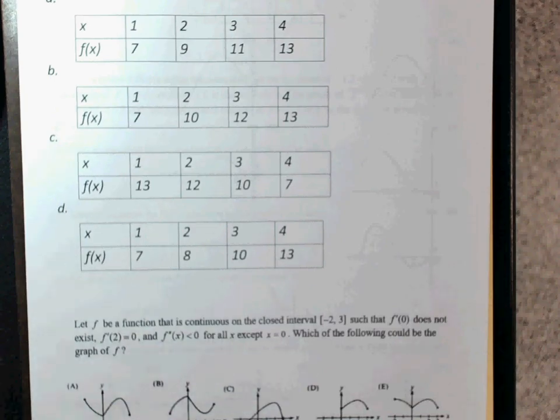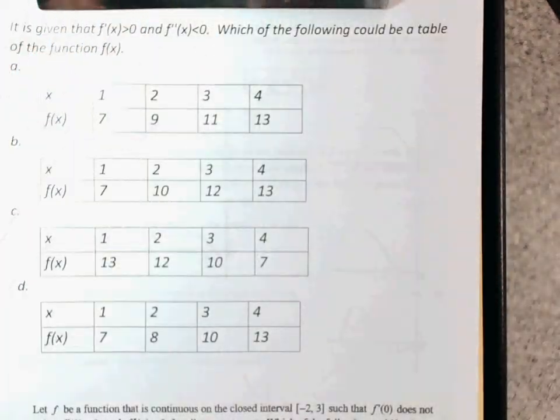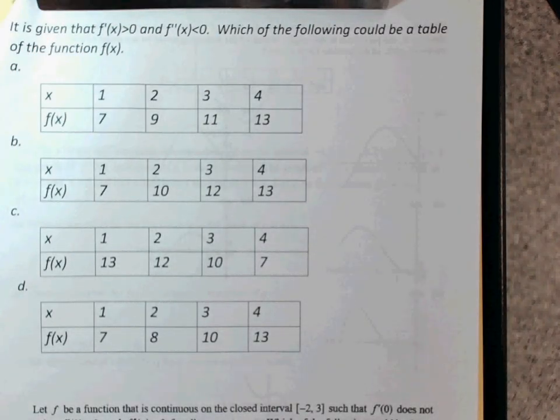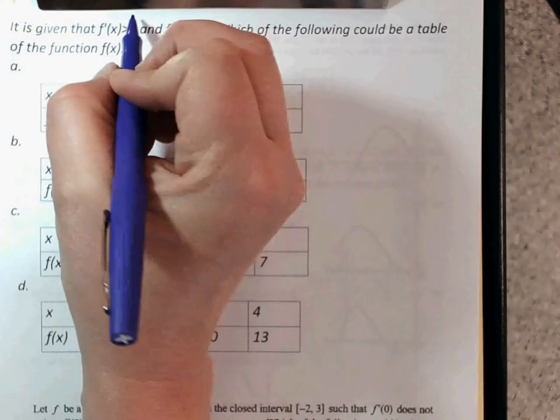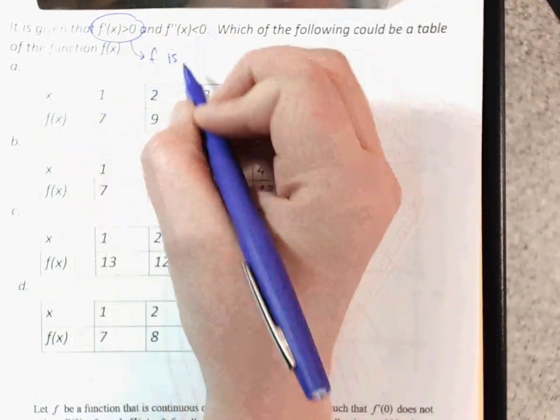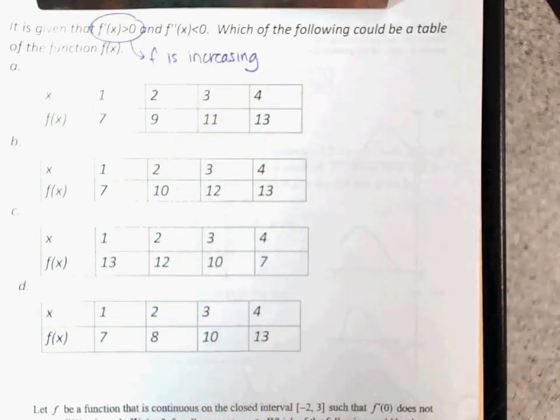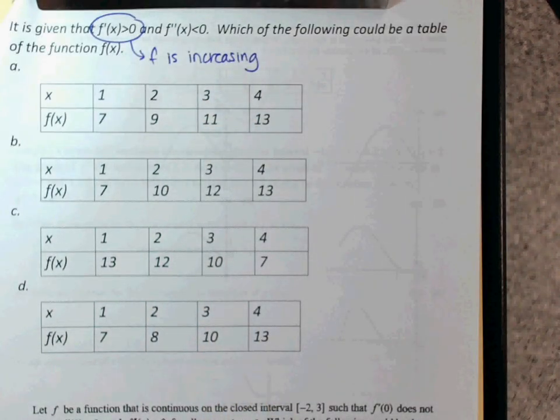Okay, we did these a super long time ago. Do we remember anything? How can we eliminate easy answer choices? Yeah? Since the slope is greater than 0, the numbers should be getting bigger. Okay, good. So if f prime is positive, f needs to be increasing. So which ones can we eliminate based on that?